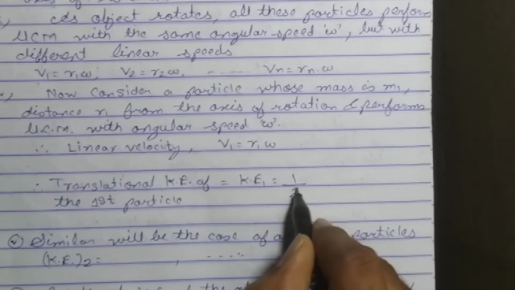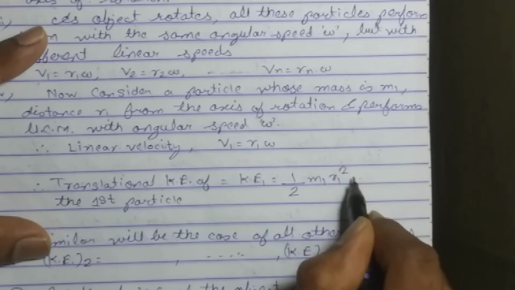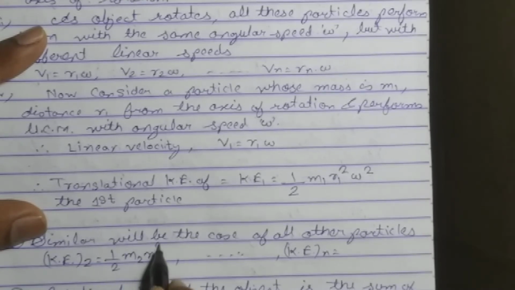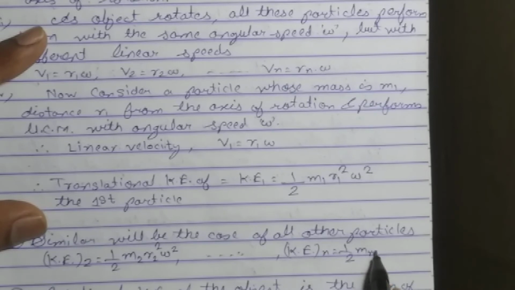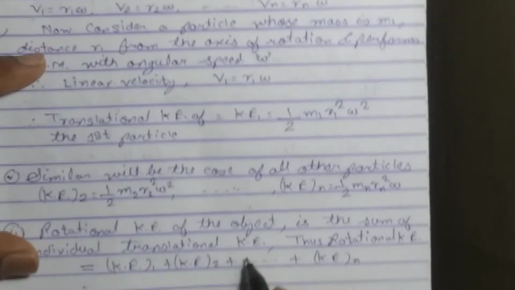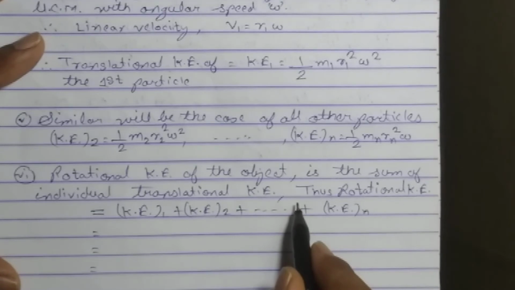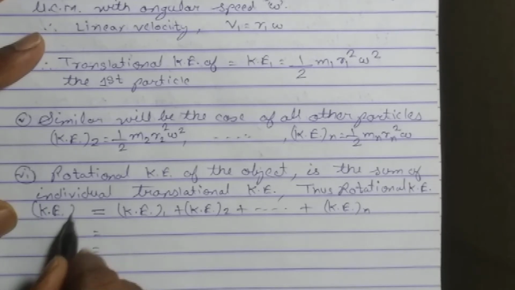The kinetic energy of the first particle, as I found out over there, is half m1 r1 square omega square. Similarly, the kinetic energy of the second particle is half m2 r2 square omega square, up to the kinetic energy of the nth particle, which is half mn rn square omega square. The rotational kinetic energy of the object is the sum of the individual translational kinetic energies. Thus, the total rotational kinetic energy is given by the sum of the individual kinetic energies.